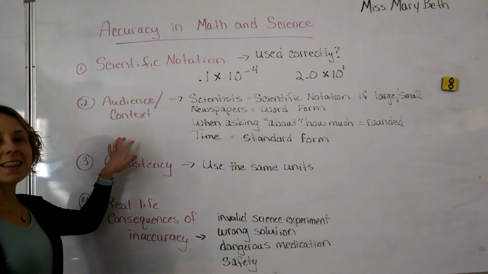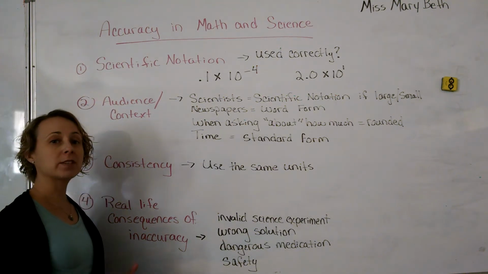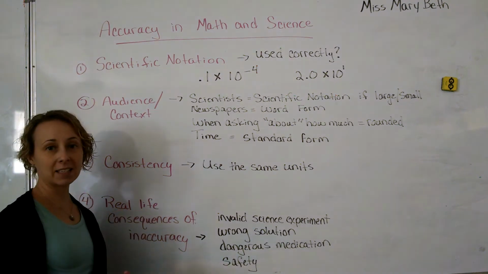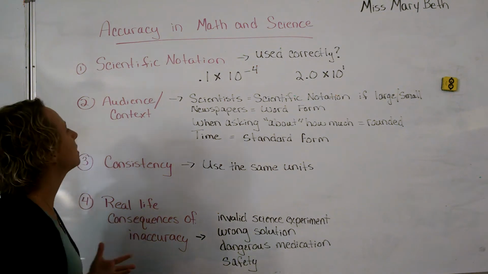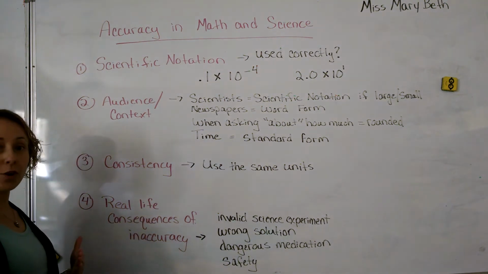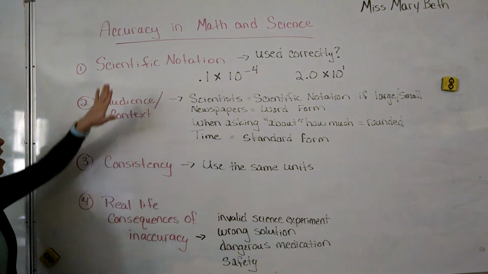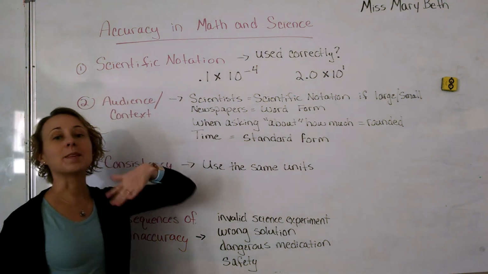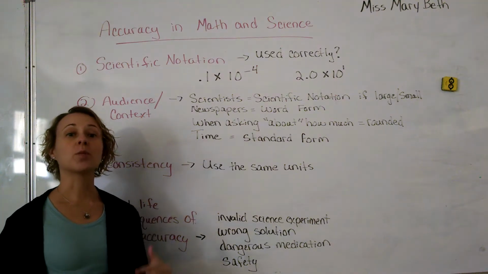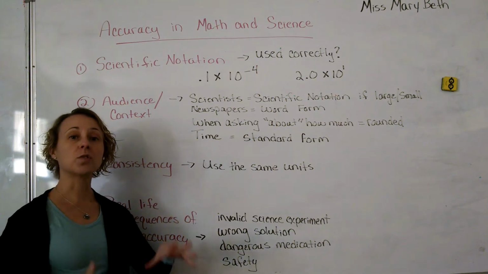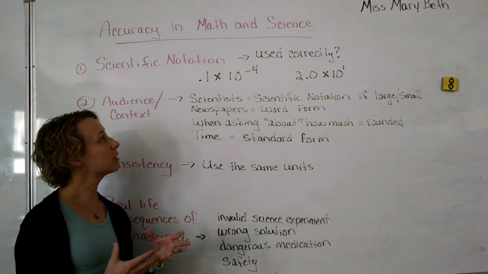These are some things to think about when we're talking about accuracy, both in math and science class. And I want you to see them so that you can write about them for your communication criteria. Okay, first of all is scientific notation. We've been studying scientific notation. You know what scientific notation is. It's used for writing very large and very small numbers.